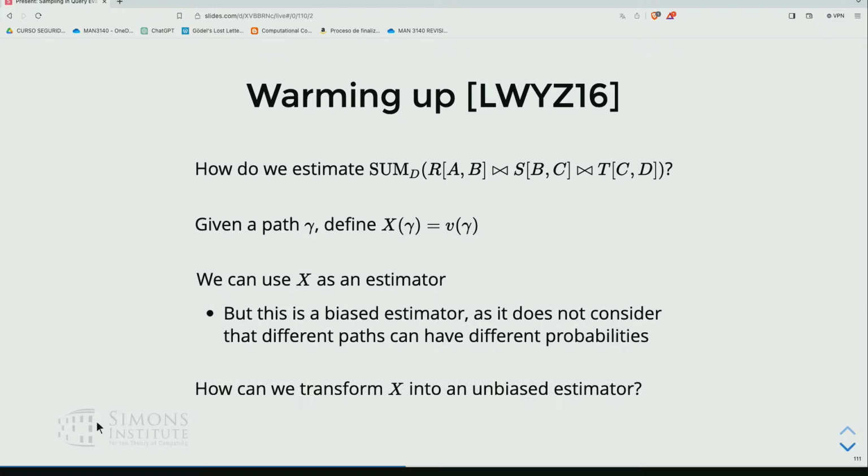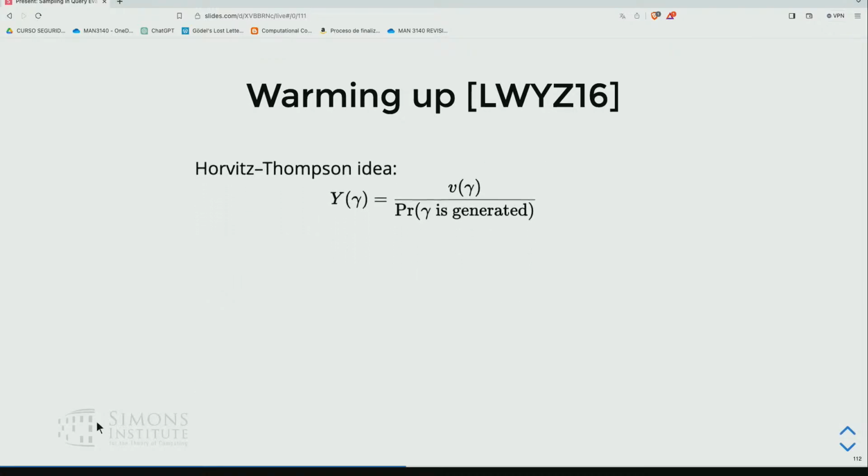So then the question is how to transform this X into an unbiased estimator. And the idea here is very simple. It's this idea of Horvitz-Thompson, which is just to consider another random variable which has this value and just divide it by the probability of the path. It's very simple, the idea.